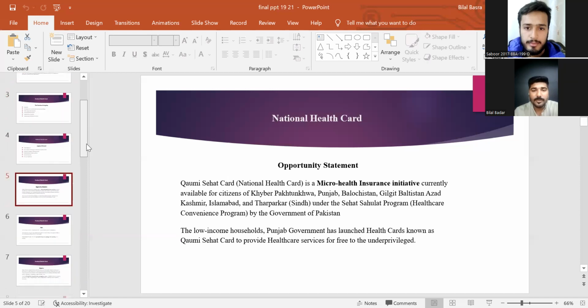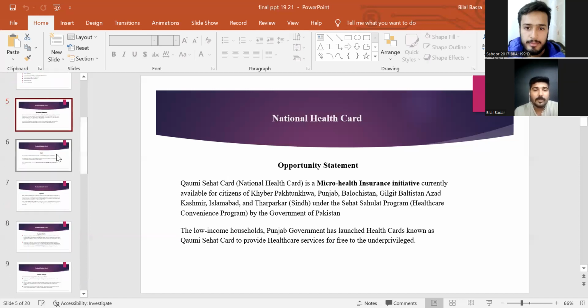Next is the opportunity statement. Qawmi Sehat Card, the National Health Card, is a micro health insurance initiative currently available for citizens of Khyber Pakhtunkhwa, Punjab, Balochistan, Gilgit-Baltistan, Azad Kashmir, and Islamabad, under the Sehat Sahulat program by the government of Pakistan. For low-income households, the Punjab government has launched healthcare known as Qawmi Sehat Card to provide healthcare services for the underprivileged.